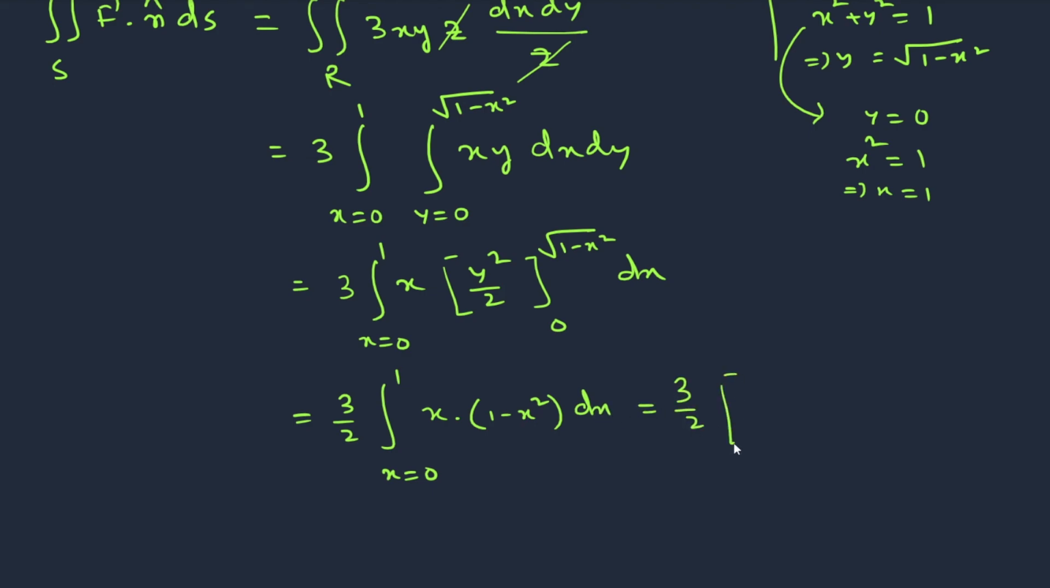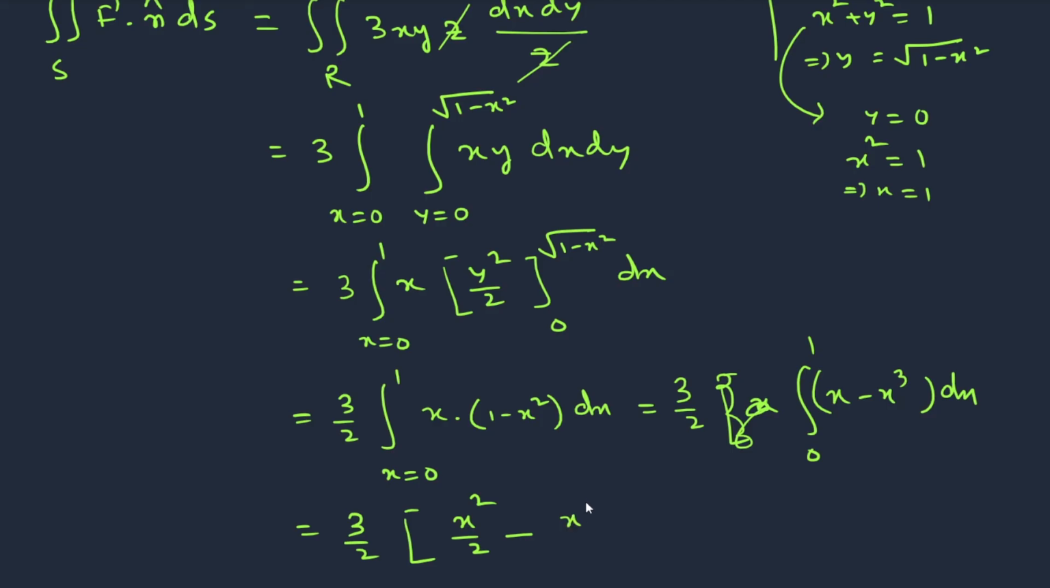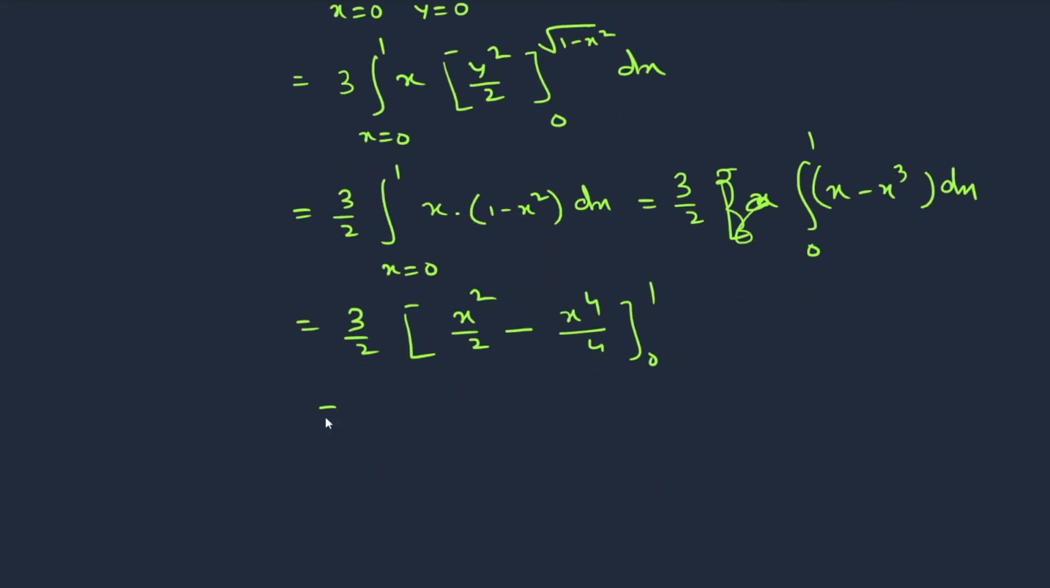So 3 by 2 times the integration of x minus x cube dx. Limit is 0 to 1. So 3 by 2, integration of x is how much? x square by 2 minus x to the power 4 by 4 between the limit 0 to 1. Now when you put the limit, 3 by 2, it will be half minus 1 by 4, right? So 3 by 2 into 1 by 4. So 3 by 8 is the answer.